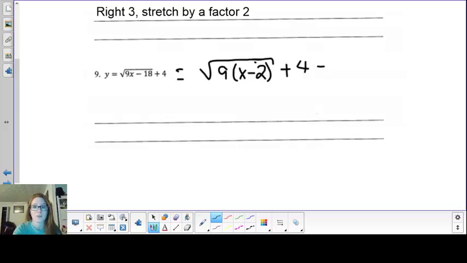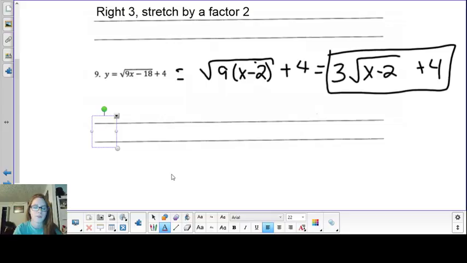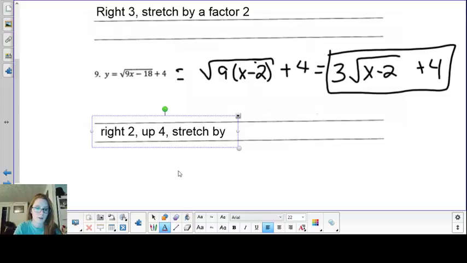Square root of 9 is 3. So I'm left with x minus 2. Again, that plus 4 over there on the end. So this is my final answer. And we're going to say what happened. Okay, well, if he's minus, I'm going to go to the right. We're doing the opposite. We're going to go right 2. We're going to go up 4. And we're going to stretch by 3.